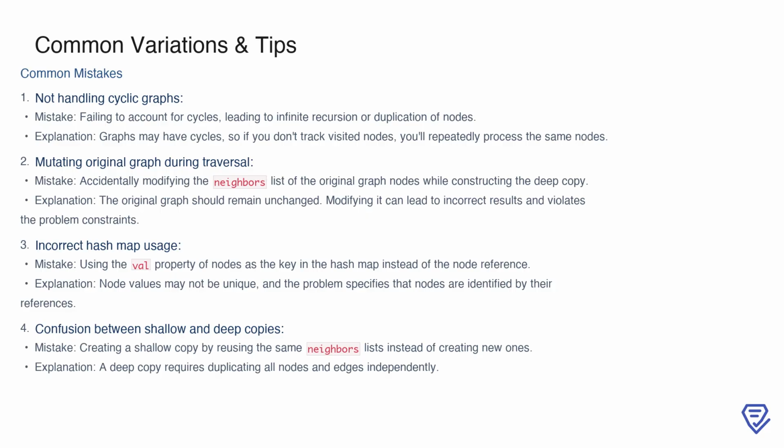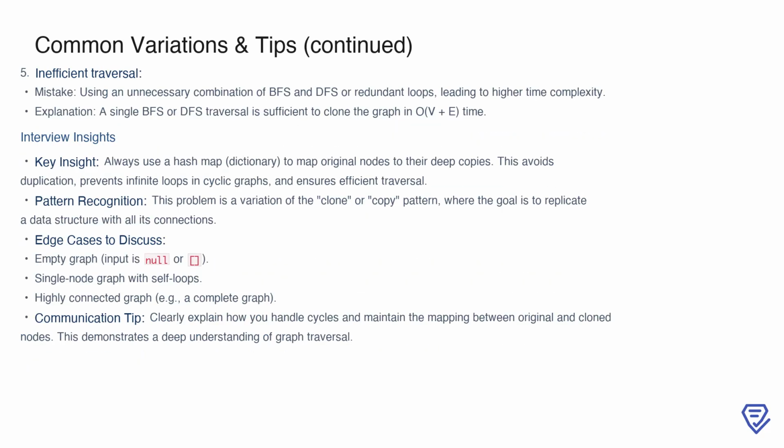Lastly, there's often confusion between shallow and deep copies. A shallow copy only replicates the structure superficially, reusing the same neighbors lists, whereas a deep copy requires duplicating nodes and edges independently. These are critical distinctions to ensure a correct implementation. Inefficient traversal is another challenge to avoid. Using both BFS and DFS unnecessarily or looping redundantly can increase time complexity, but this problem can be solved efficiently with just a single BFS or DFS traversal, achieving O(V + E) time.